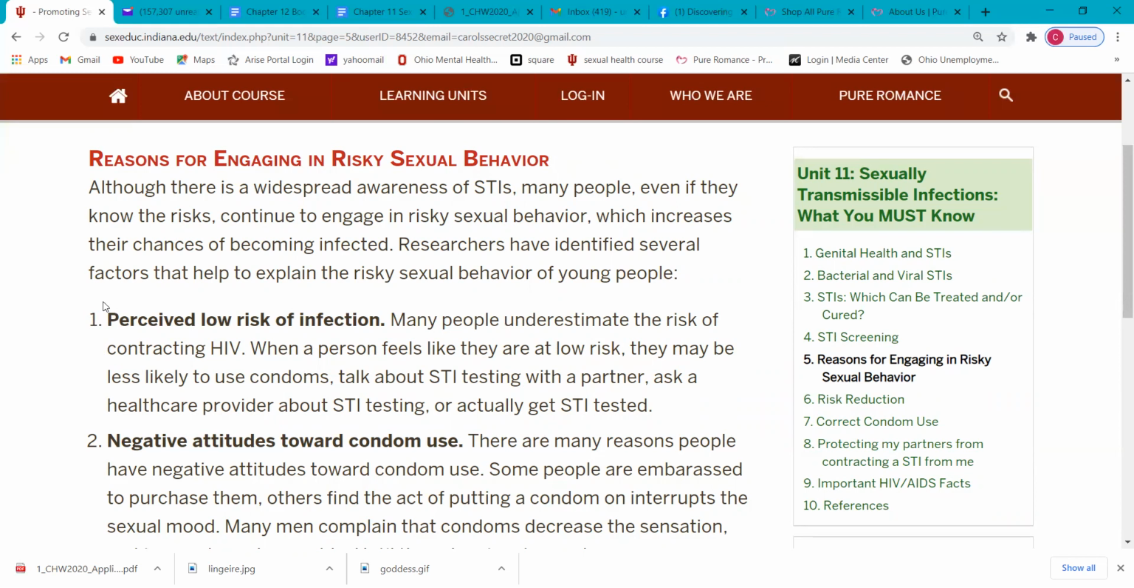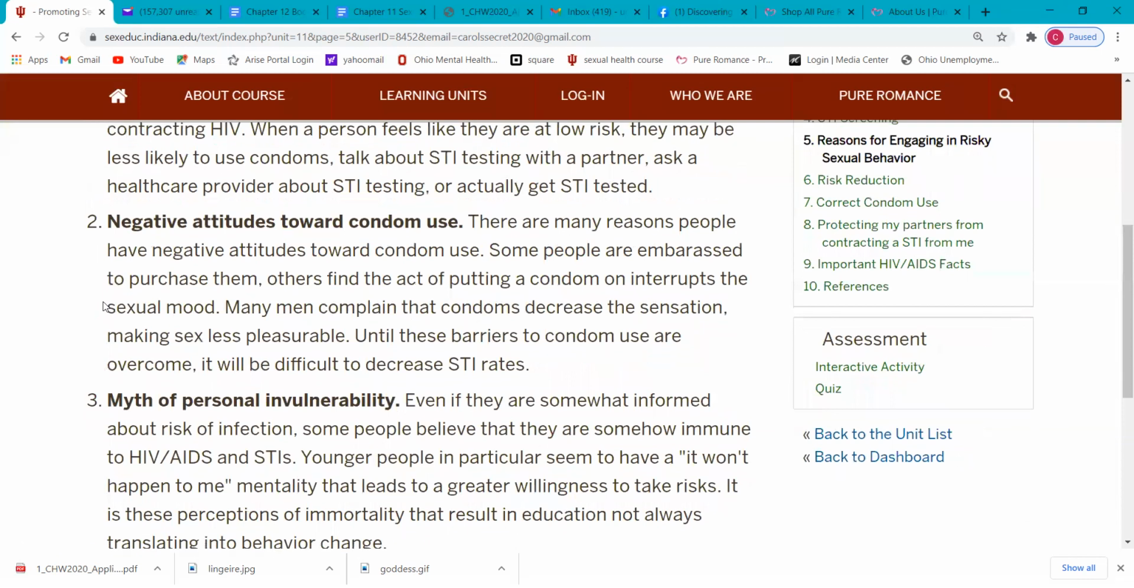Many people underestimate the risk of contracting HIV. When a person feels like they're at low risk, they may be less likely to use a condom or even talk about STI testing with a partner.